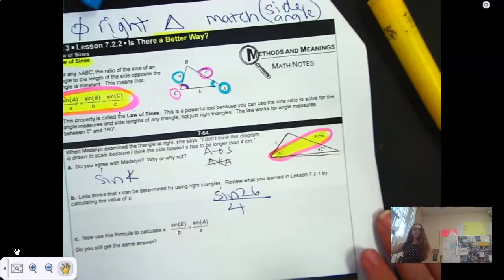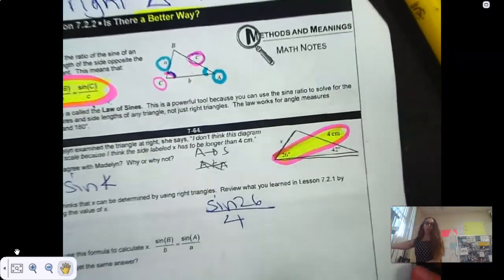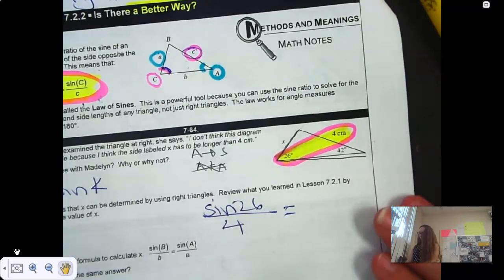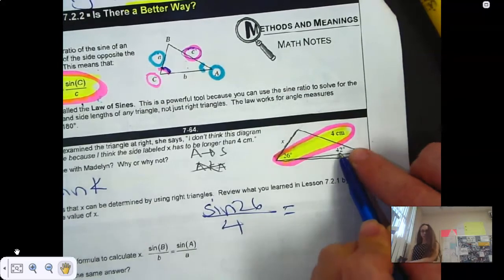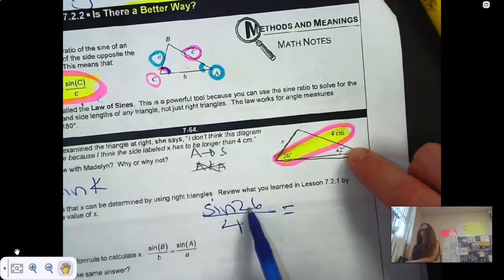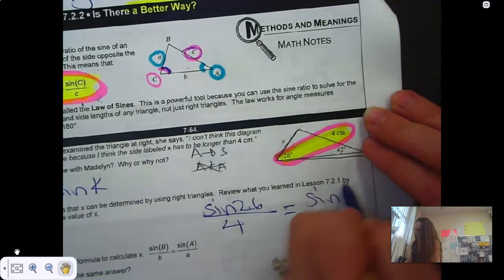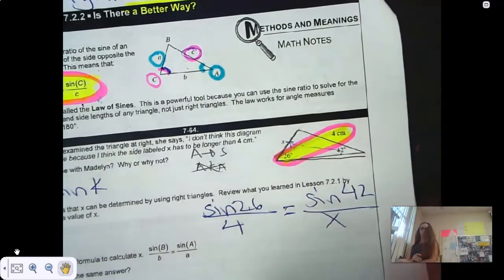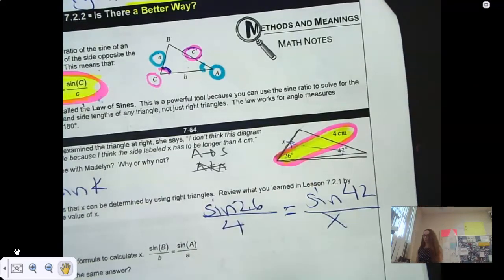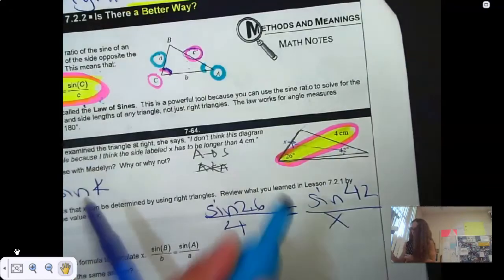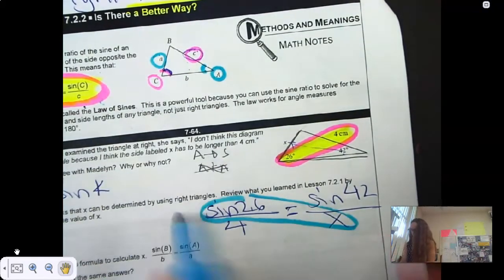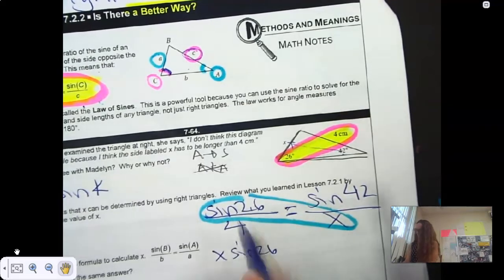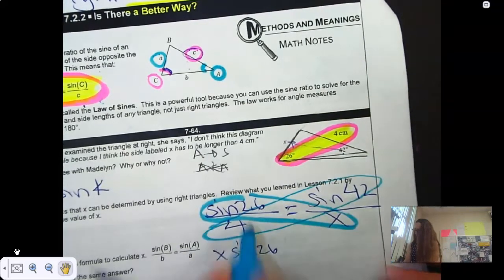Don't put centimeters, okay? When you're calculating things, centimeters just gets in the way. Equals. Now, if you look over here, what do I have? An angle. Well, the angle always goes on top. So that means I go sine of 42. And then what's the match? X. So now I can find x. How do I find it? Make an x, multiply what touches. So the x touches the sine 26, and the 4 touches the sine 42.